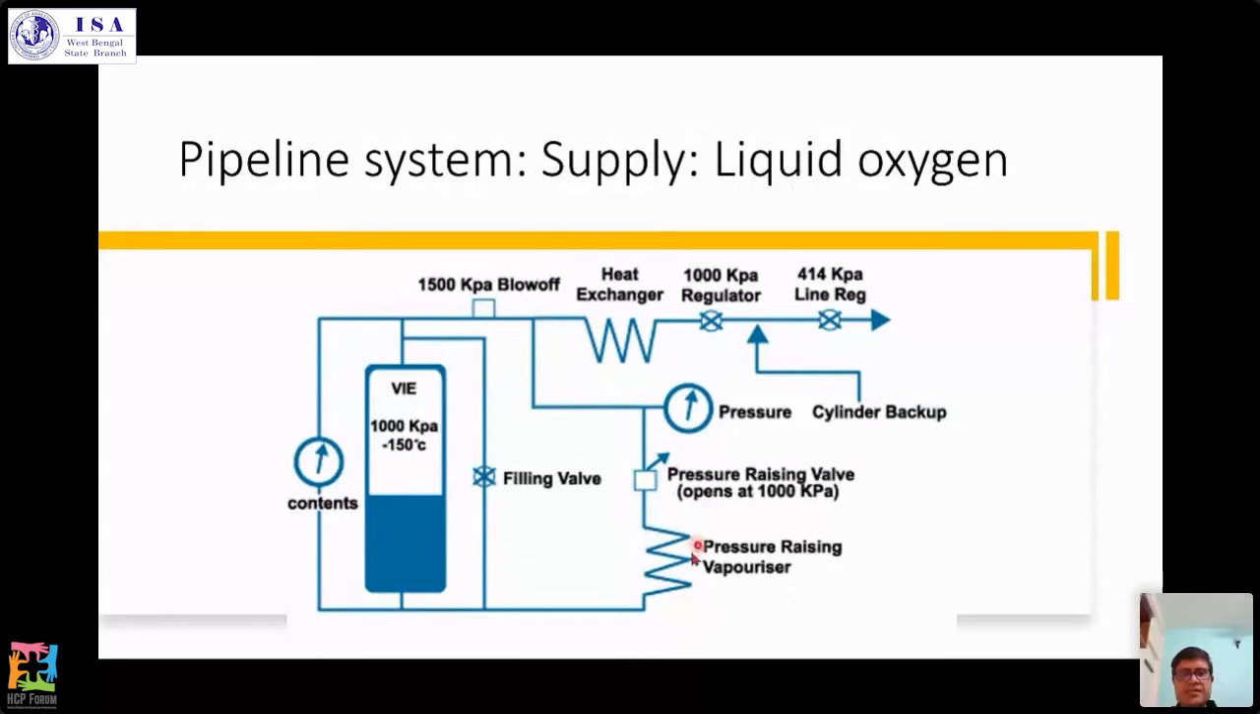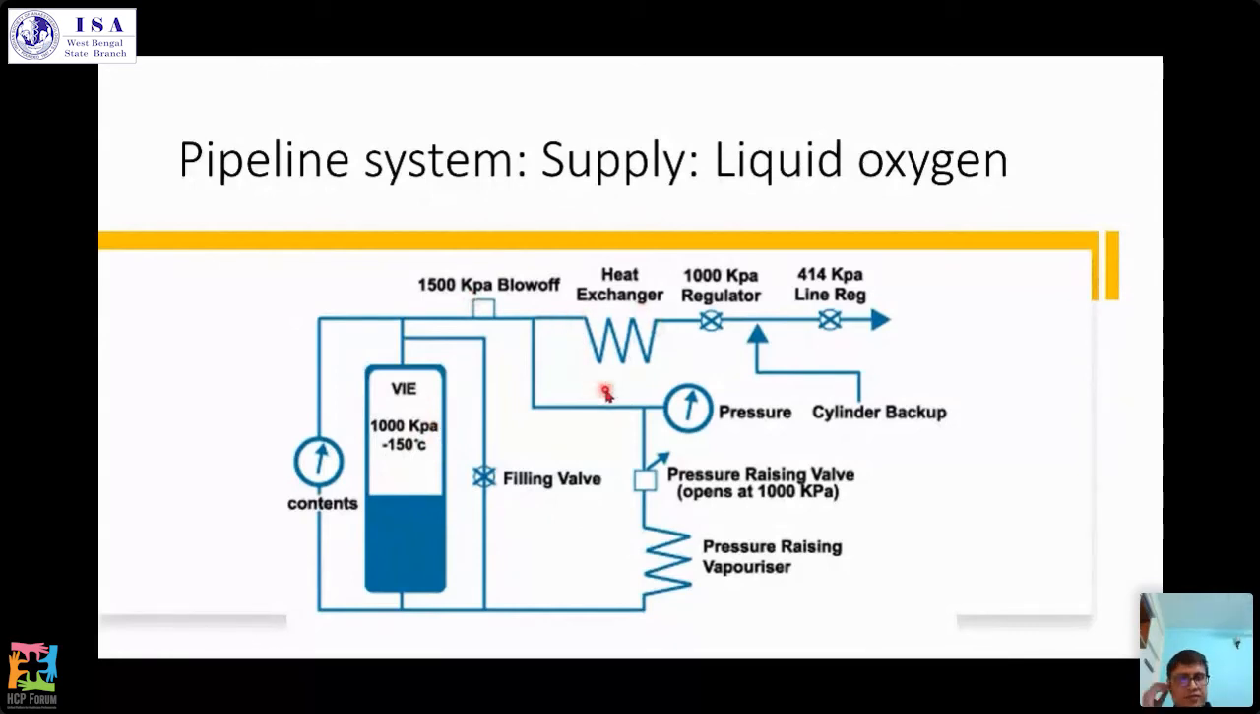So if the pressure inside falls significantly, say less than 1000 kilopascals, this valve will open, and this is basically a heat exchanger which will allow some heat to seep into this tank through this connection. So this will raise the temperature of the liquid oxygen, more oxygen will vaporize and raise the pressure to the required level. And when this pressure rises to 1000 kilopascals and above, this valve will shut. So by these two mechanisms, a constant pressure of oxygen is maintained. This constant pressure allows us to maintain a constant flow of oxygen.